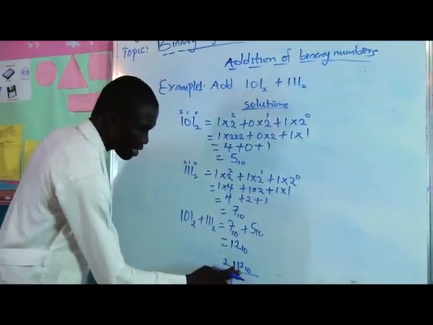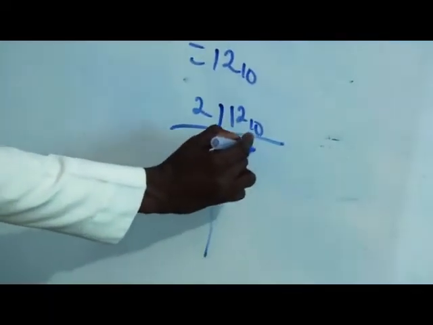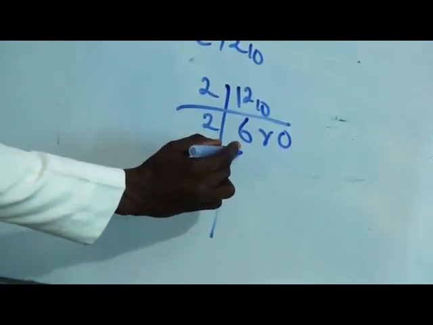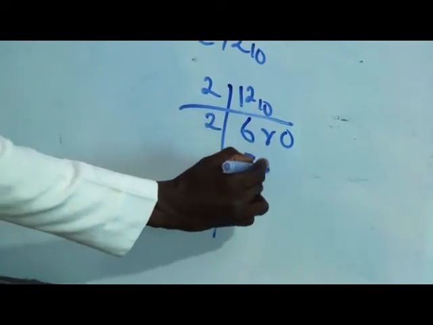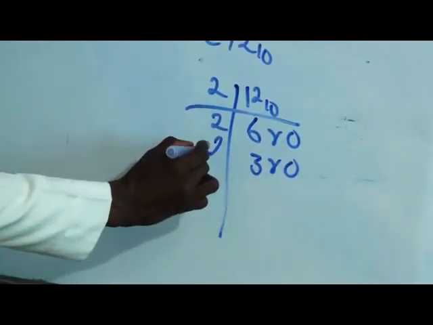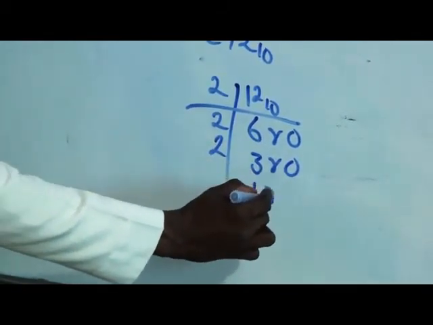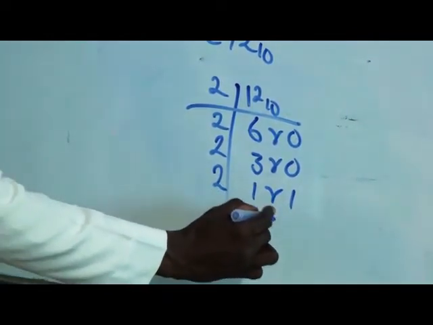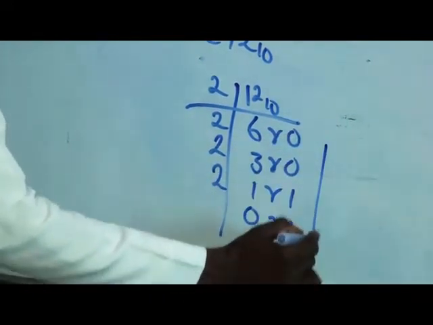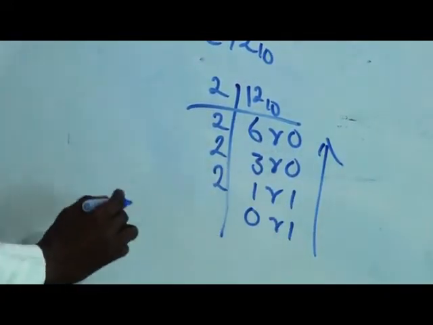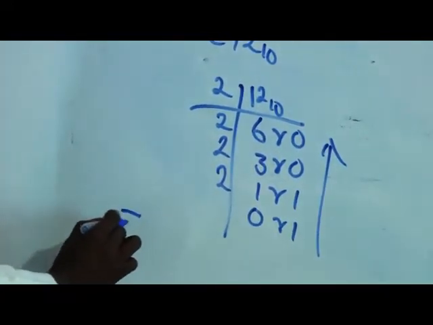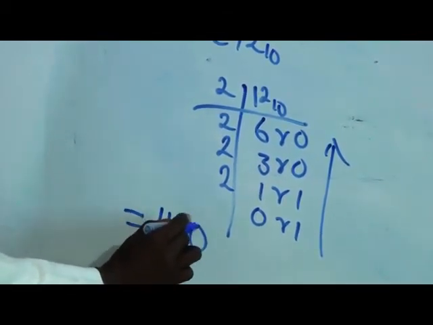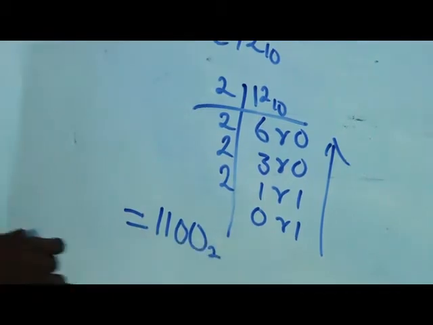How many 2s can we get in 12? 6, remainder 0. How many 2s can we get in 6? 3, remainder 0. How many 2s can we get in 3? 1, remainder 1. How many 2s can we get in 1? 0, remainder 1. So you start from the bottom. The answer will be 1100 base 2.